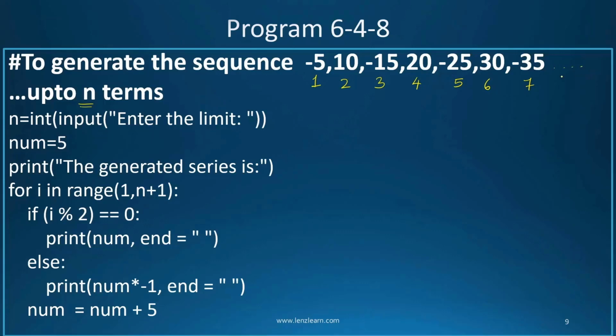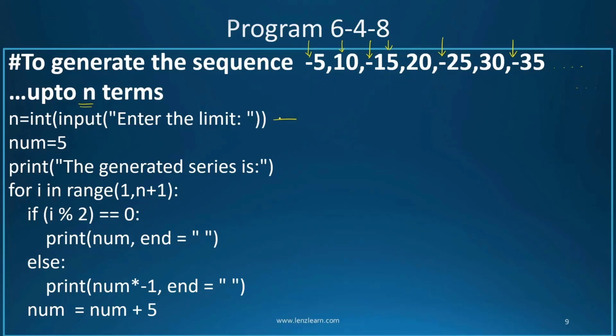It goes like that. So now we can understand all odd number terms, that is 1, 3, 5, 7 have negative numbers, and all the even number terms which are 2, 4, 6, 8, it goes like that, are positive numbers. Alright, so based on the position, I have to alternate the sign as negative and positive. Okay, so now let us start the program.